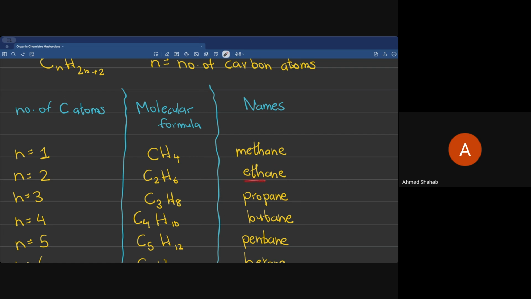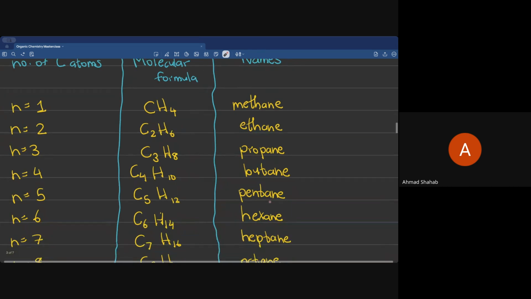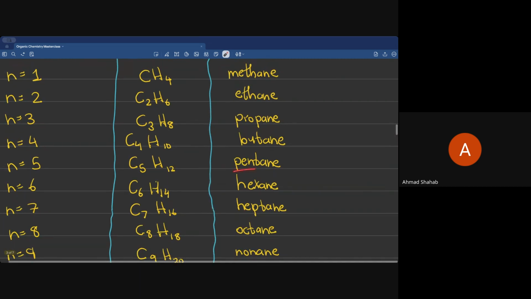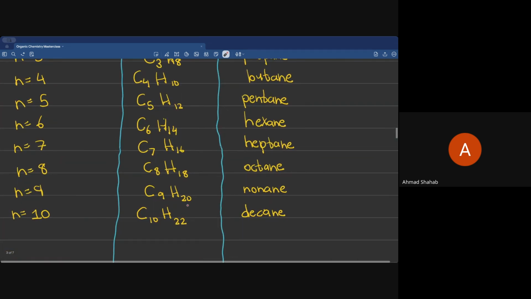ठीक है. "Eth" means 2 carbon atoms. "Prop" means 3 carbon atoms. "But" means 4. "Pent", you know, pentagon is a polygon with 5 sides. I'm pretty sure you guys know that from mathematics. Hexagon again with 6 sides. So you know, pentane has 5 carbons. Hexane has 6. Heptane 7. Octane comes from, it's very easy to remember this with the example of an octopus. An octopus has 8 legs, right? So an alkane with 8 carbons is going to be known as an octane. Acha ji. C9H20 nonane and C10H22 decane.